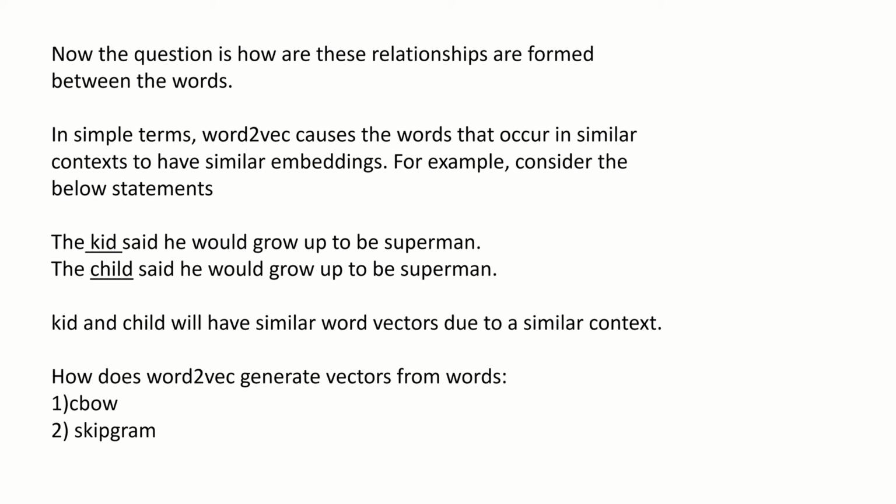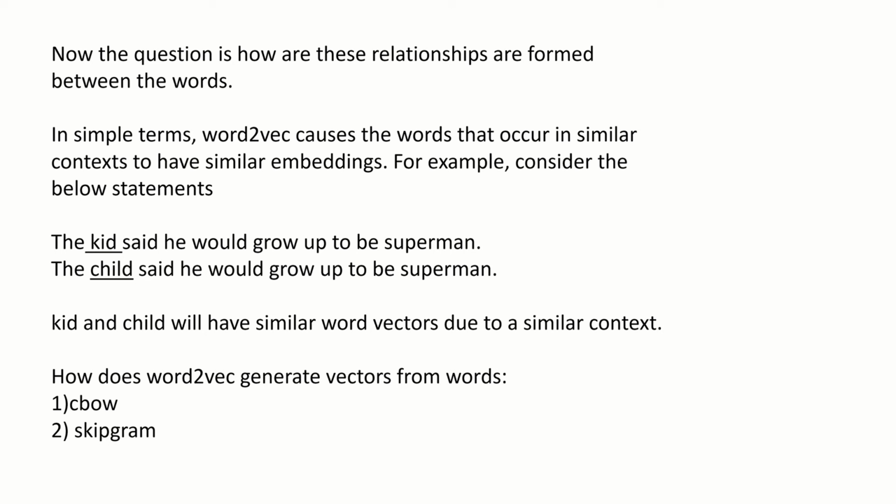So but now the question is, how are these relationships formed between these words? In simple terms, word2vec causes the words that occur in similar contexts to have similar embeddings. For example, consider the below statements. The kid said he would grow up to be a Superman. The child said he would grow up to be a Superman. Kid and child will have similar word vectors due to similar context.